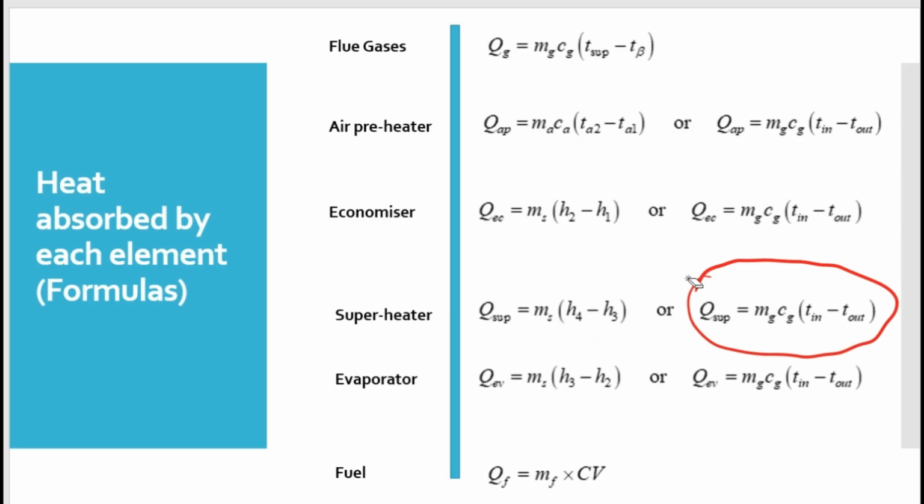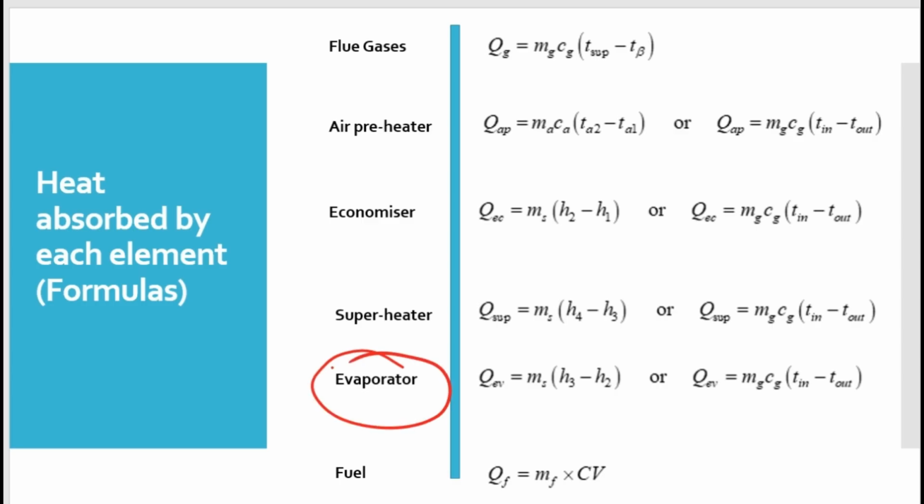Another element that I want us to look at is an evaporator. The evaporator will absorb energy that is direct from the combustion of fuel. When the energy produced by the combustion of fuel, the flue gases, passes through the evaporator, they are going to lose the energy, and the evaporator is going to gain the energy, or absorb the energy.